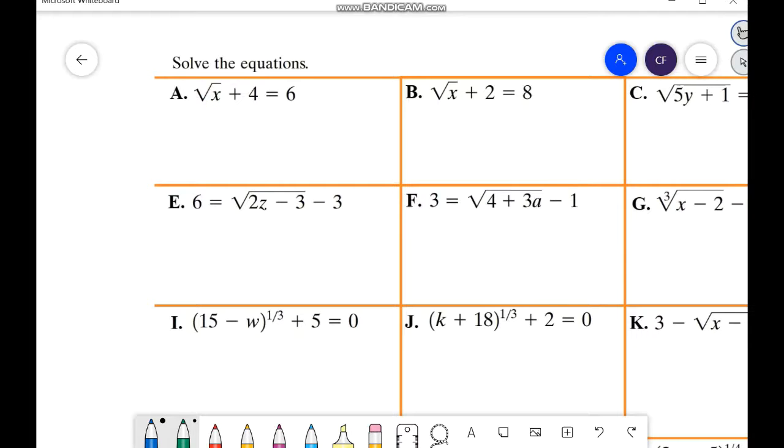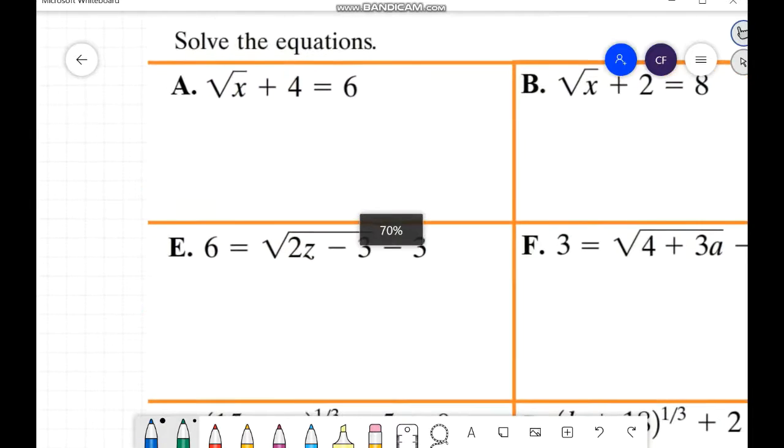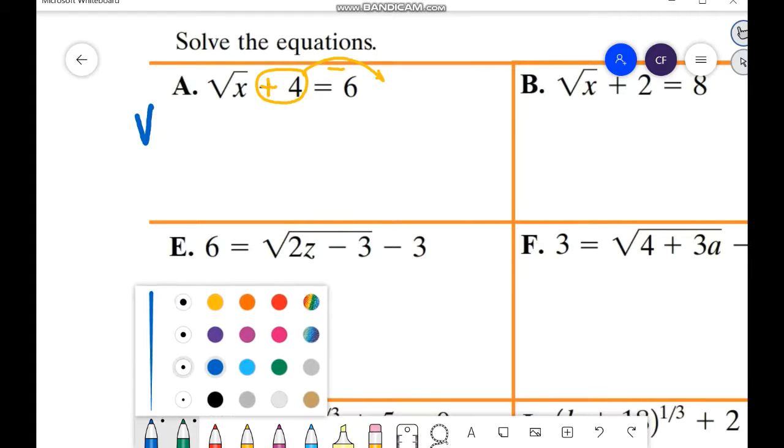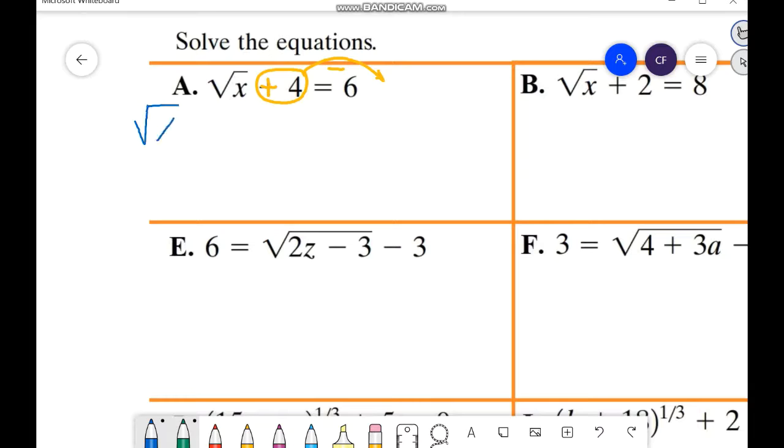Solve the equations. For letter A, we have square root of x plus 4 equals 6. As we have seen in the procedure, the first step is to isolate the radical on one side of the equation, so move everything else to the other side. Since this is positive, it will go to the other side as a negative. This is the addition property of equality. So square root of x equals 6 minus 4, which is 2.